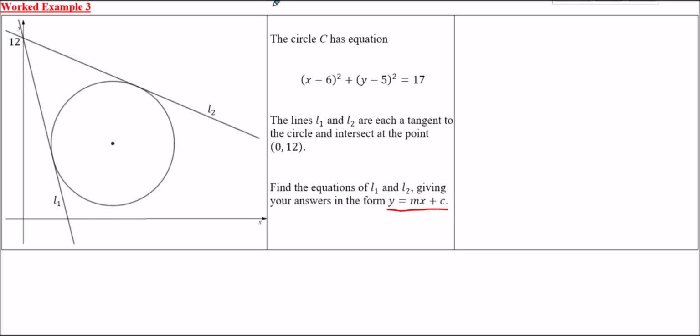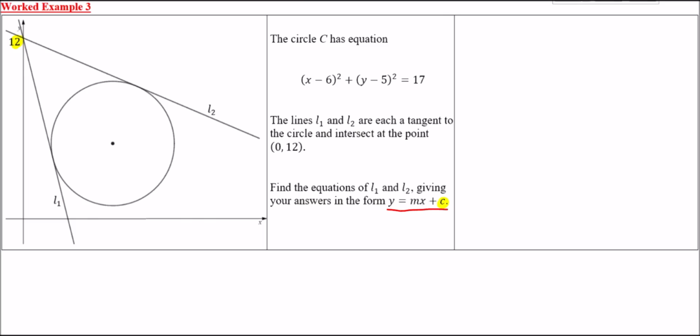So what we could do is think about what the general equation for L1 and L2 would be. Well, we know the intercept of both of them is where y is 12. So we know the y-axis intercept is 12. So L1 and L2 will have a standard form y equals mx plus 12, because c, the y-axis intercept, is 12.